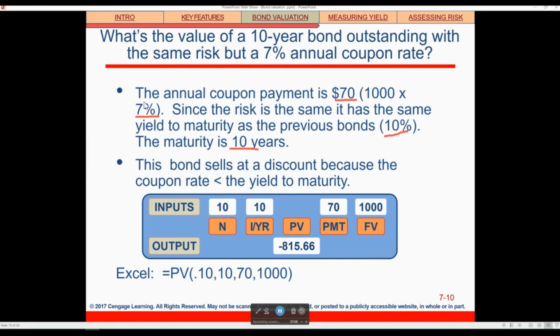If you're using Excel, you just have to put equal present value, select your rate as a decimal, select your number of periods, select your payment, and select your future value. And if you do that, you're going to find the same answer, which is minus 815.66.